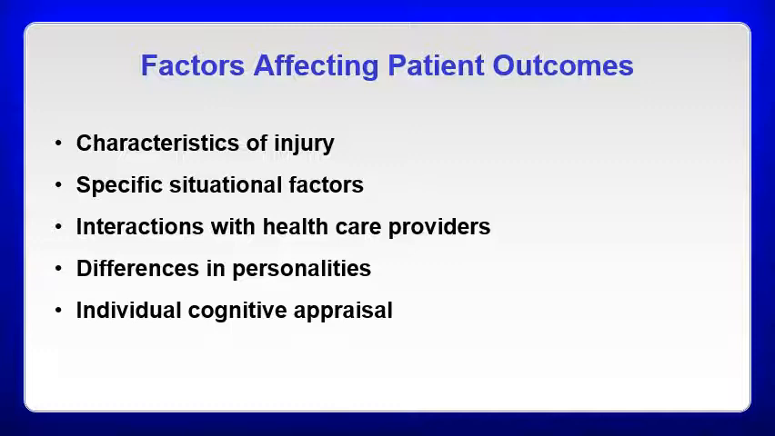And just individual cognitive appraisal. So, what the individual thinks about the injury and the situation. How a person assimilates and brings these factors together will dictate what their emotional and behavioral responses are. So whether, emotionally, they'll be fearful or angry because of the injury, and then behaviorally, how will they adhere to their treatment plan? Those are all very important things.